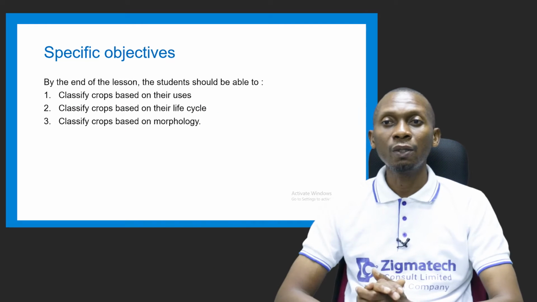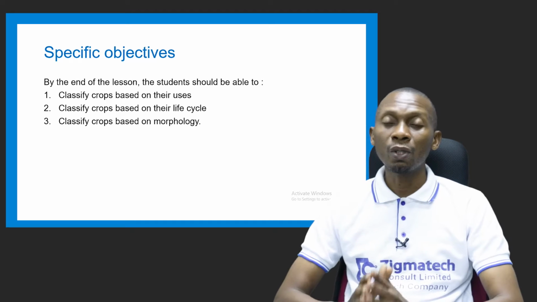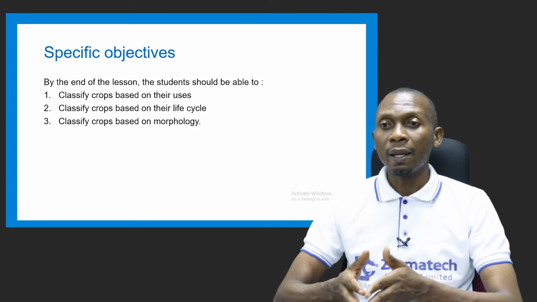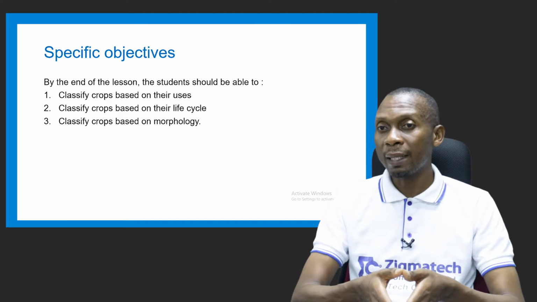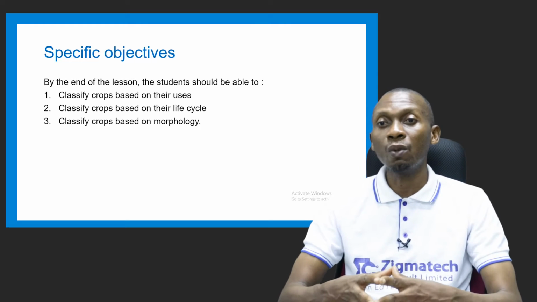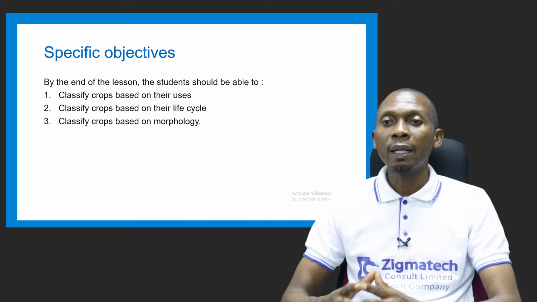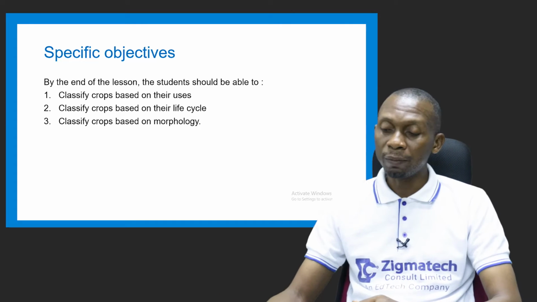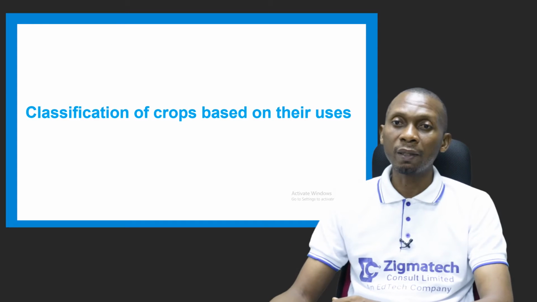By the end of the lesson, you should be able to classify crops based on their uses. You should also be able to classify crops based on their life cycle. When we talk about life cycle, we're talking about from the time of sowing the plants to the time they are matured and harvested. So we also look at how crops are classified based on their life cycle. And lastly, we look at the classification of crops based on morphology. So, starting with the classification of crops based on their uses.